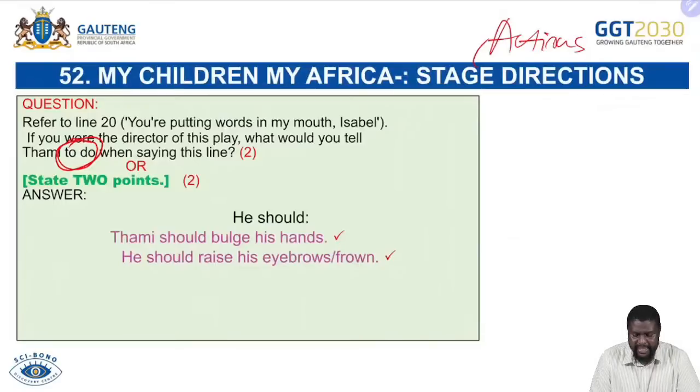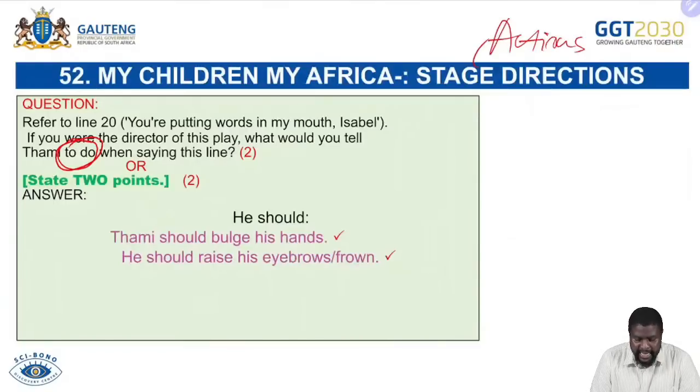He should open his eyes widely. And remember, he should not show facial expression. What expression? A frown is an expression. You see that now you are giving us an answer. But if you say facial expression, there is no mark for that because it's vague, it's too broad. We don't know what it is that he's supposed to do. Even if you were the director and telling him, he wouldn't know.